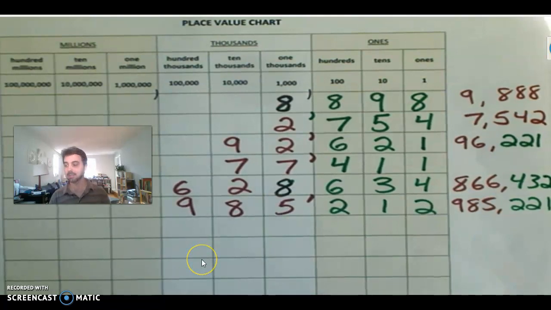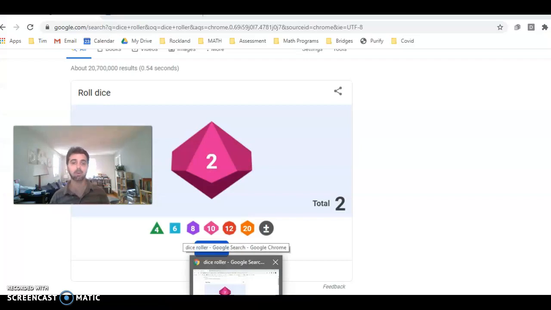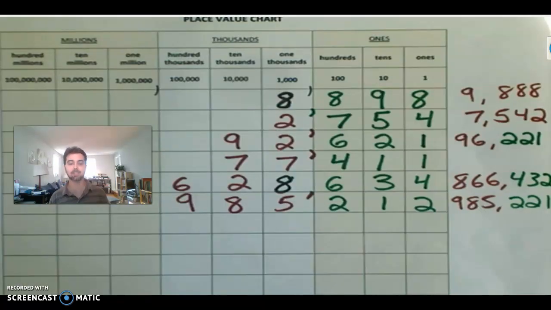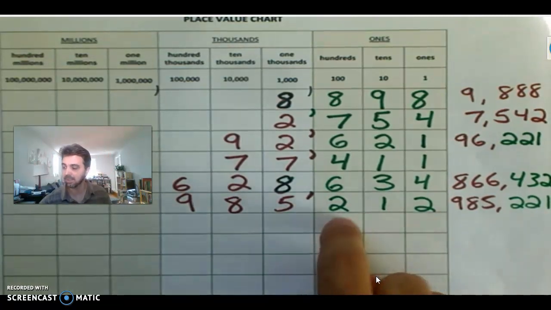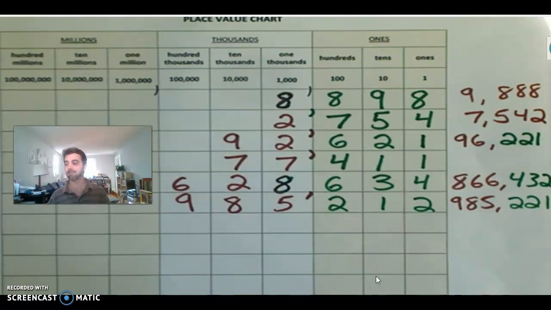Okay, so take out your charts and let's get rolling. Today we are going into the millions place, because we are going to roll it 7 times. So 1, 2, 3, 4, 5, 6, 7 times. Okay, so here we go.